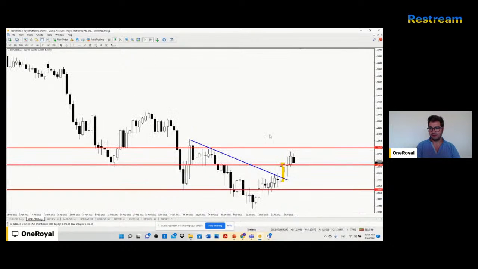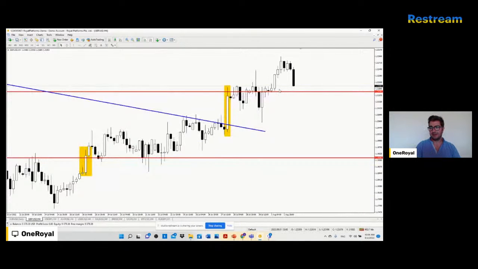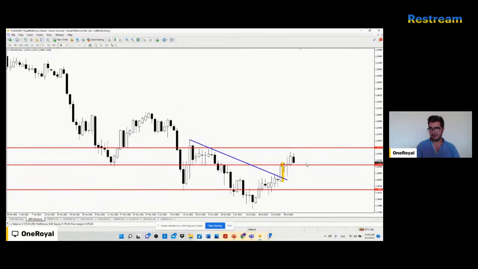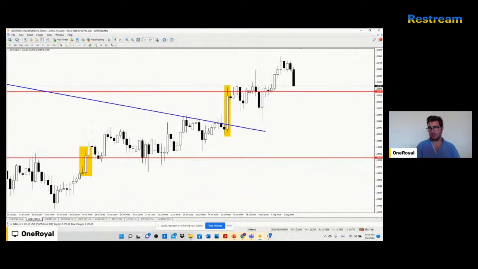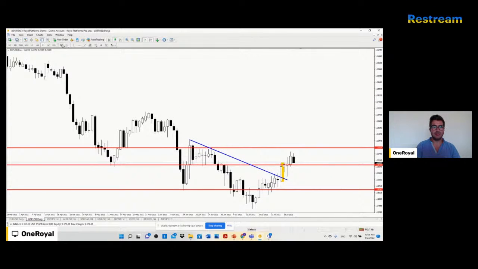So let me zoom in a little bit. We have a close above the 1.21. Now it seems the market is testing the 1.21 again. Okay, we have a kind of retracement. The market is going to the downside to test this 1.21. So what's next? What I see is most probably a retracement.